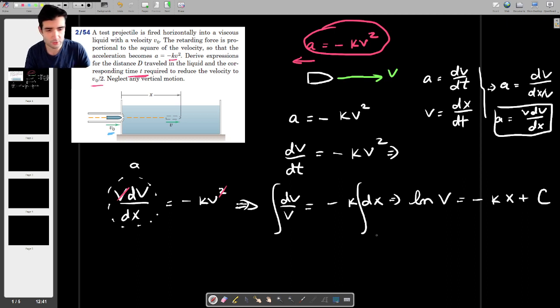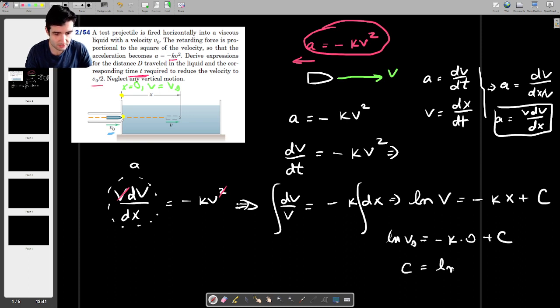So we know that at this point, right? At this point, which is the point where x equals 0, the velocity is the initial value v0. So we've got ln of v0 is equal to minus k times 0 plus c, and that gives us c as natural log of v0.